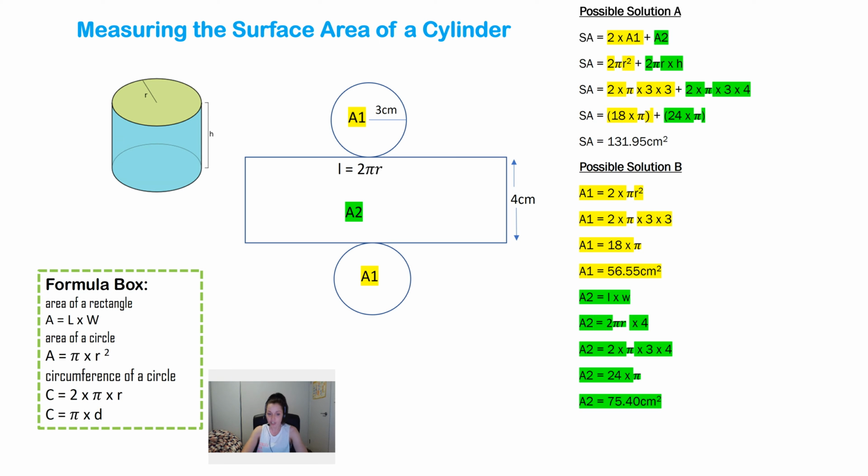We're not finished yet, because it's asked for the surface area of the cylinder as a whole. So we need to add those two together, and that's going to equal 131.95 centimeters squared. Please come up with some other ways to do this.